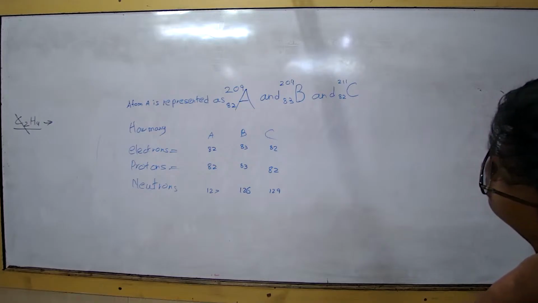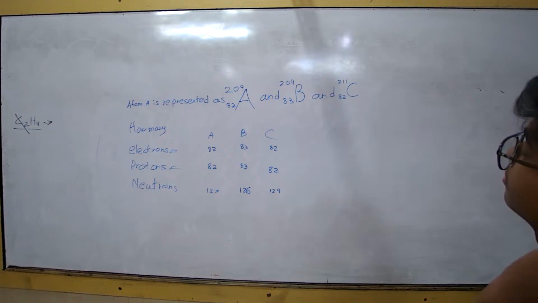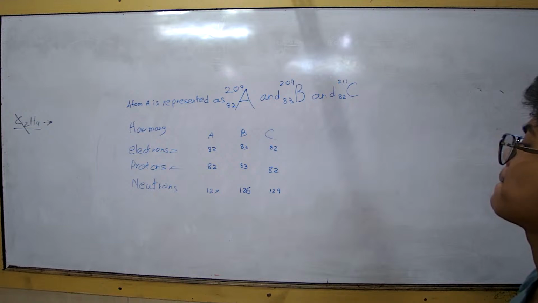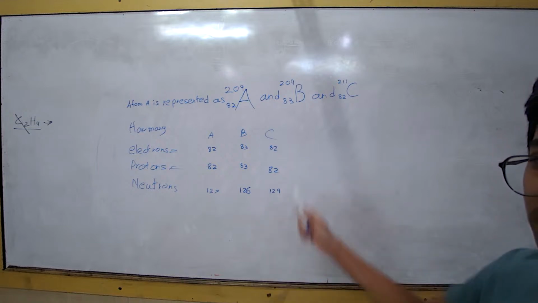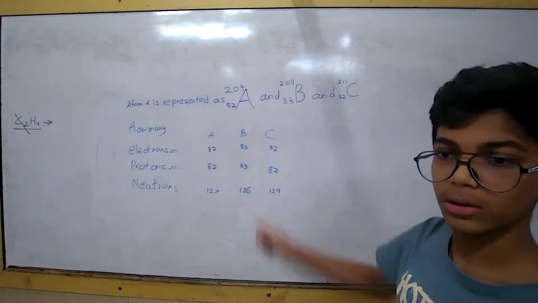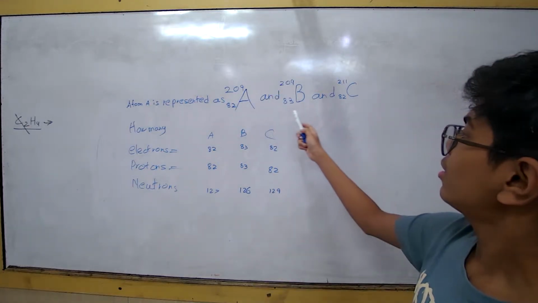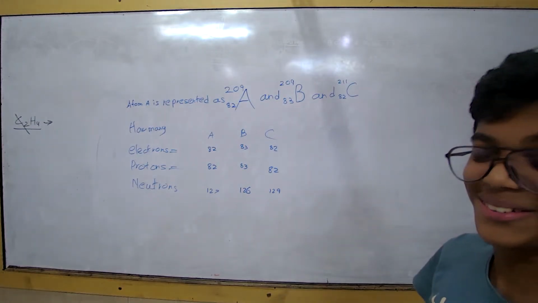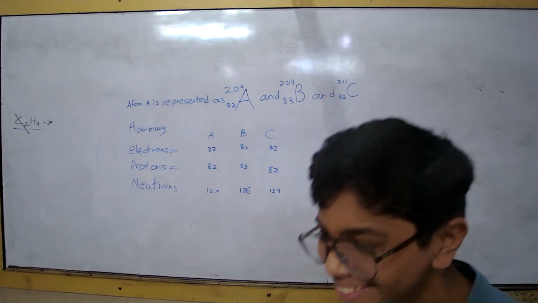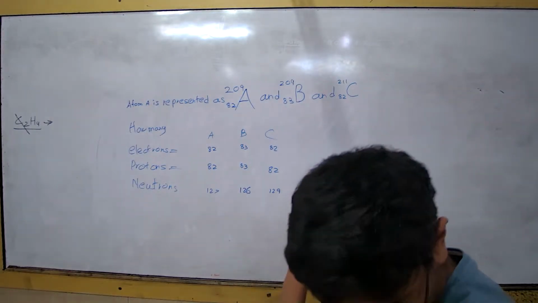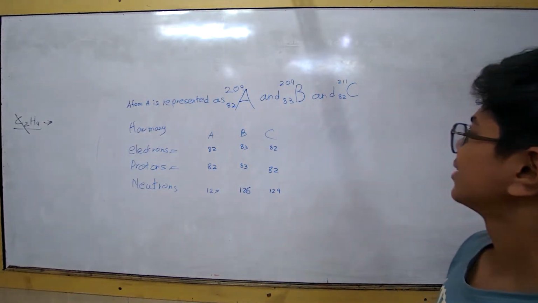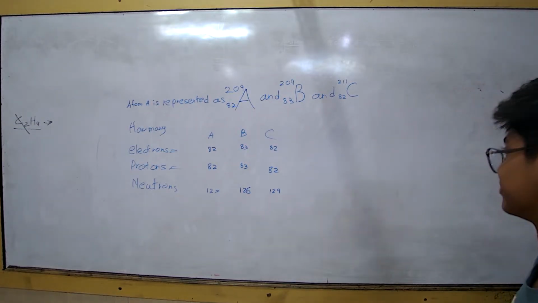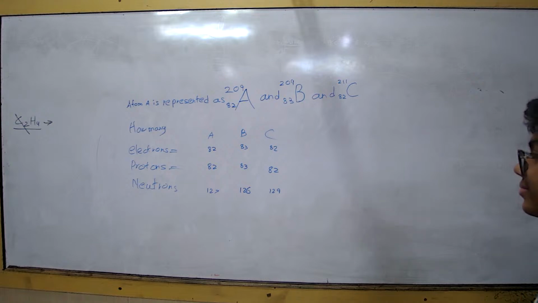AC. How will you get the number of nucleons? Nucleons is protons plus neutrons, so mass number. So A and C or B and C. I said two different, and you're pointing at only C. There's a difference between only one and only two.